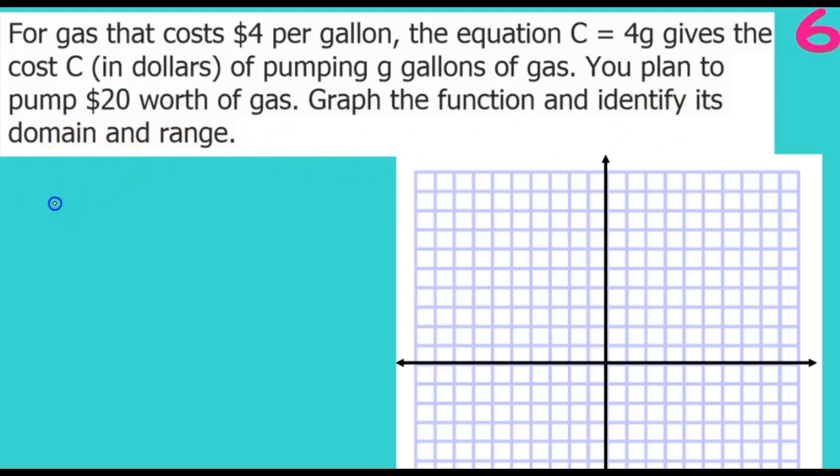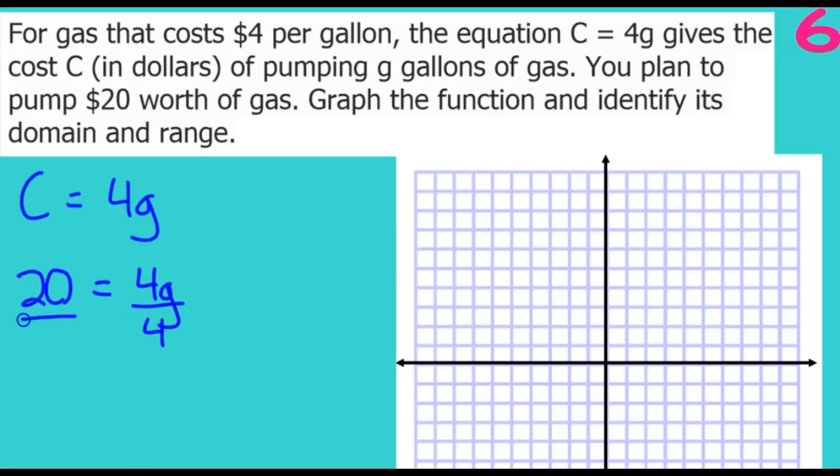So we have C equals 4G. We know that we only have $20, so $20 is going to be our cost, equals 4G. So I'm going to divide this by 4 just to figure out how many gallons we can put in there. So we'll have G equals 5. So we can only put 5 gallons into this tank.